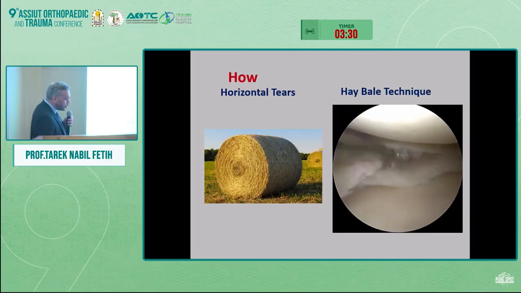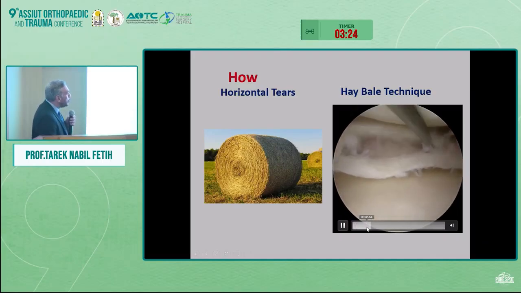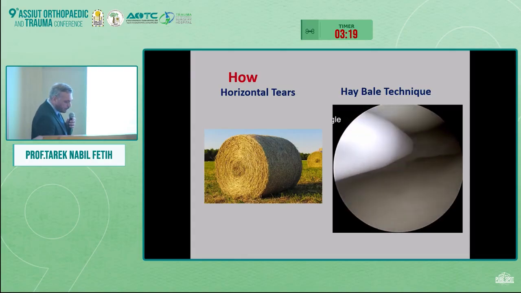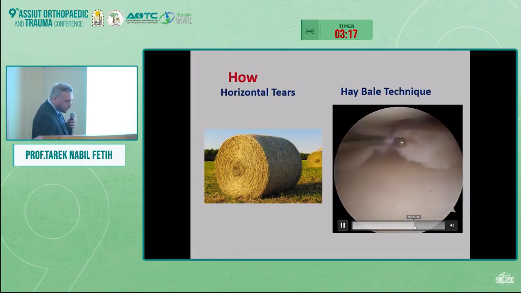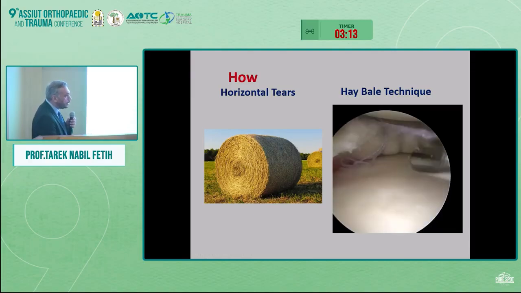For the horizontal tears, after evacuation of the cyst, refreshing the edges, we might use the high belt technique when we encircle the two leaflets with multiple vertical sutures, whatever the technique is, to avoid recurrence of pain and recurrence of formation of the cyst.